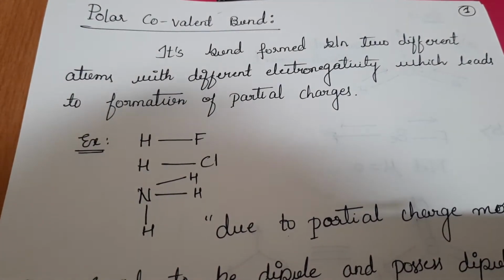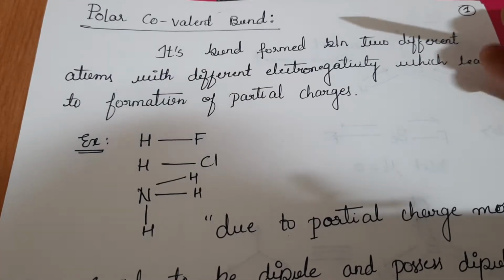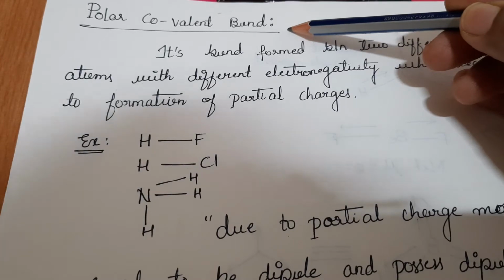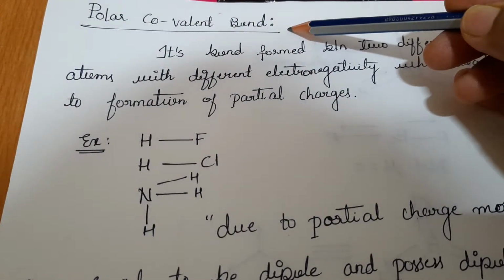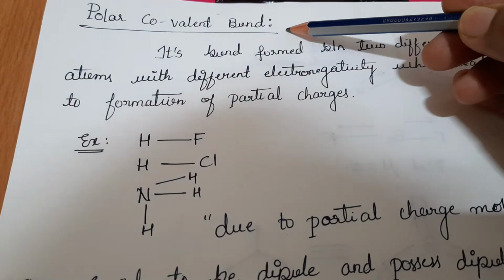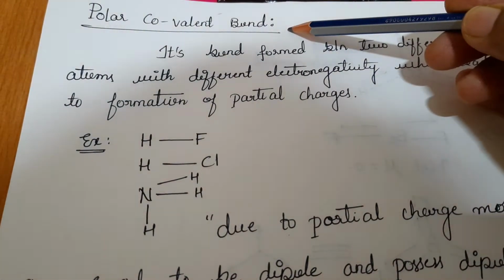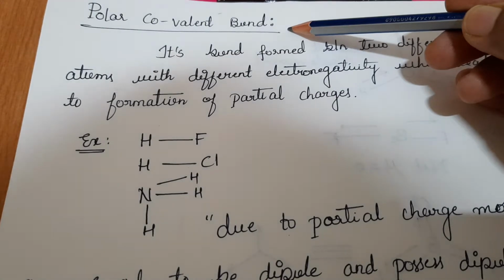Today we will continue with the chapter chemical bonding. Let us start with the polar covalent bond. You all know covalent bond, isn't it? Covalent bond is made due to sharing of electrons. That is, equal distribution of electrons takes place from both the atoms which are forming the bond.